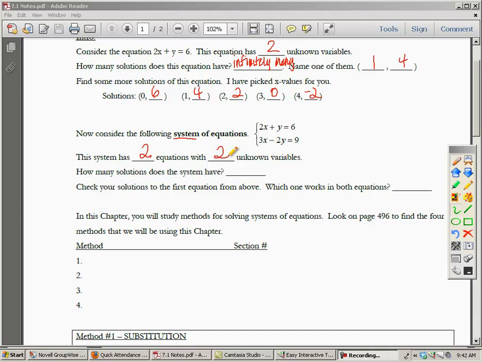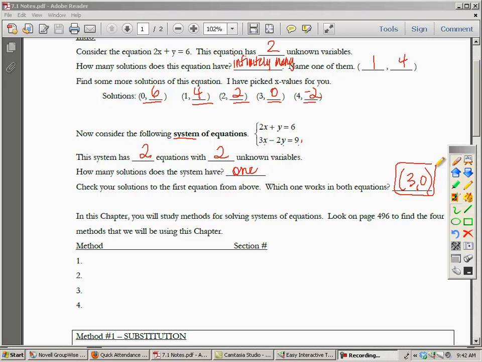Now, how many solutions does this system have? Well, we're talking about two lines, and we know that two lines will intersect at one point, therefore we have one solution. And so solutions are basically the points of intersection. Now, what I want you to do is go above and try these points here. Do any of these work in the second equation as well? Once you plug this in, you find that (3, 0) is another point where if you plug in the 3 for the x and 0 for the y, you do get the value of 9. And so this is the one solution for this system.